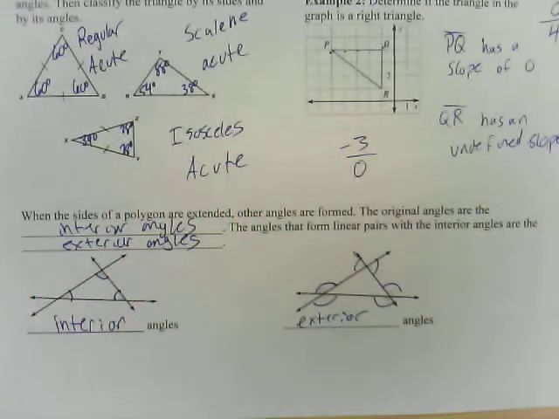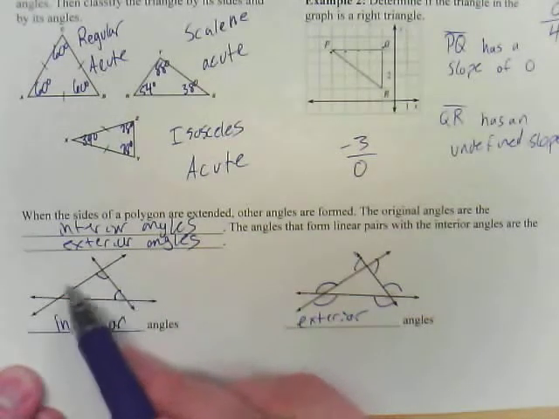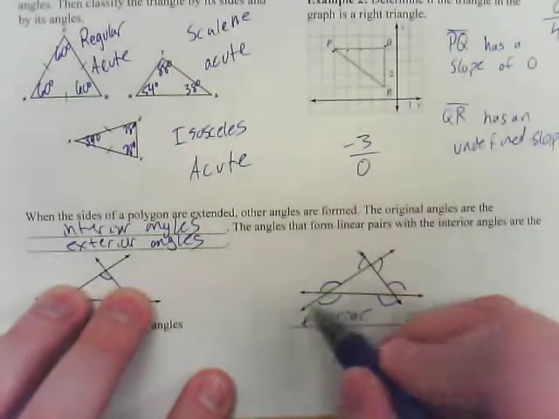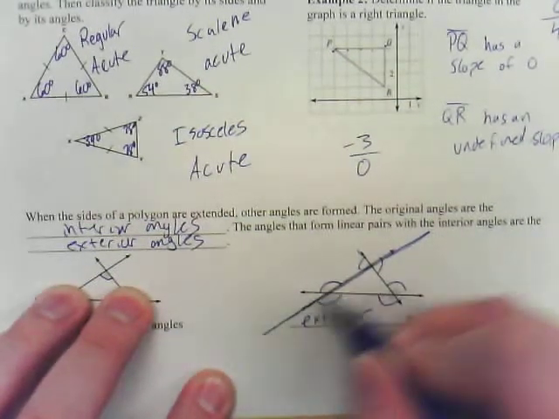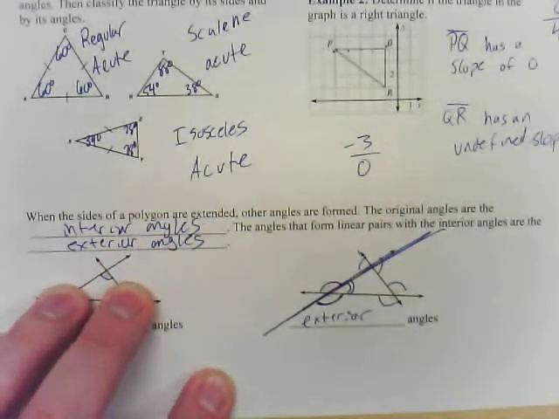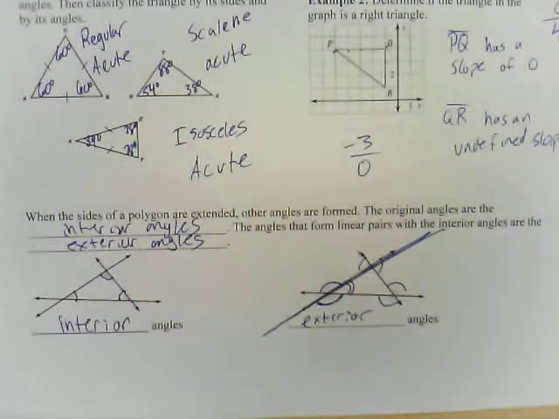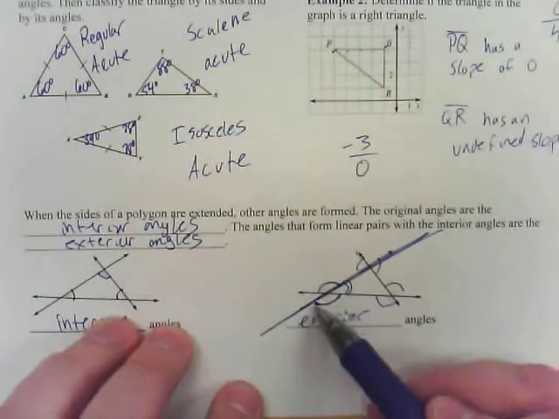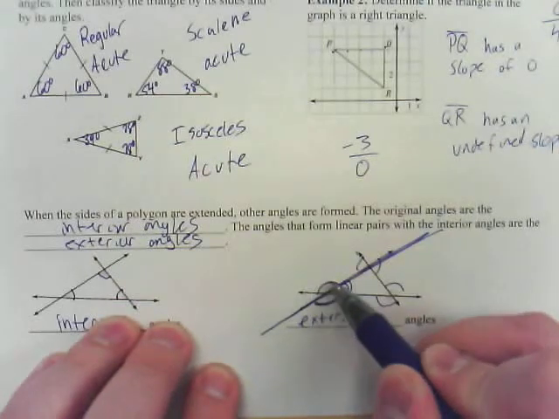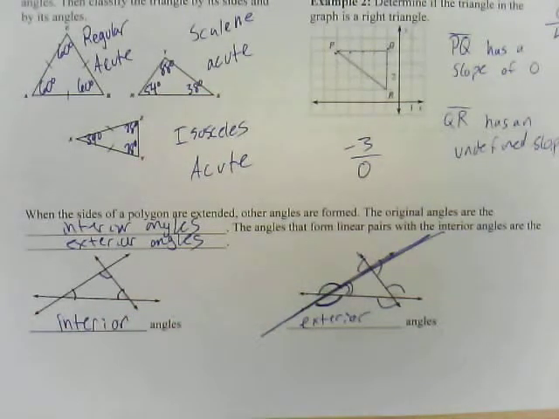So when you extend the sides of the polygon, other angles are formed. The original angles, the ones again inside, those are called interior angles. And the ones that form, the technical way of saying it is that they form linear pairs with the interior angles. So if you think about this line right here, this angle right here is a linear pair with this interior angle. And so that's how you can tell if it's an exterior angle or not, is it adjacent to the interior angle. And in fact, both this angle here and this angle here fit that description. So there are 6 exterior angles then.